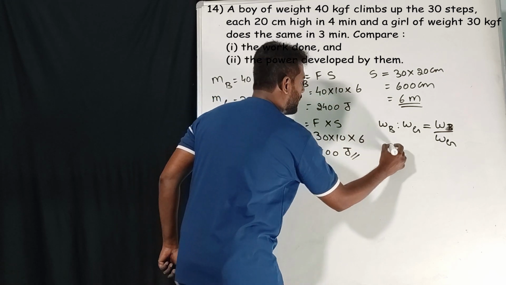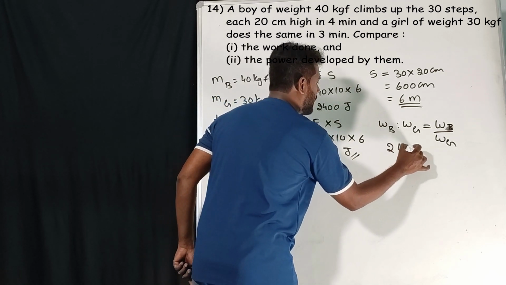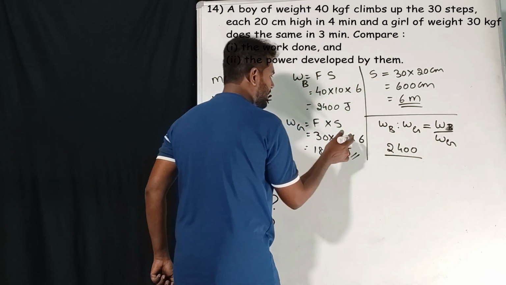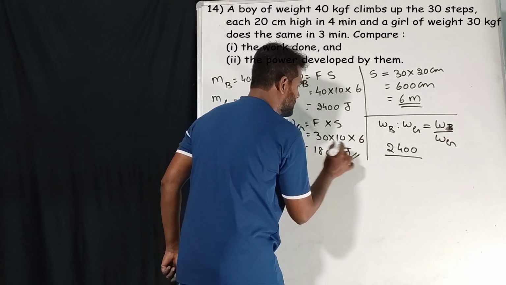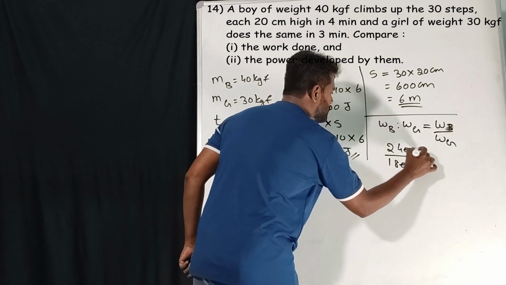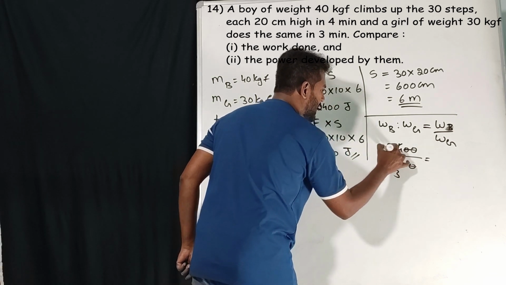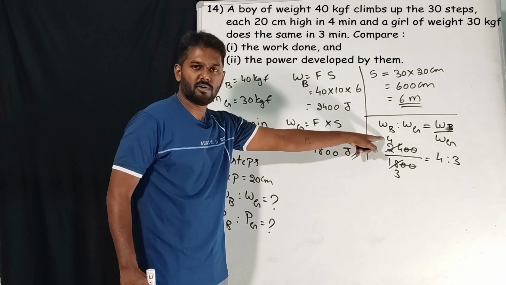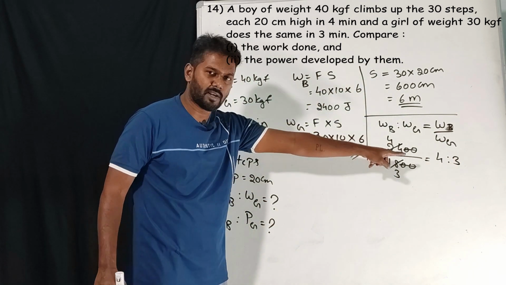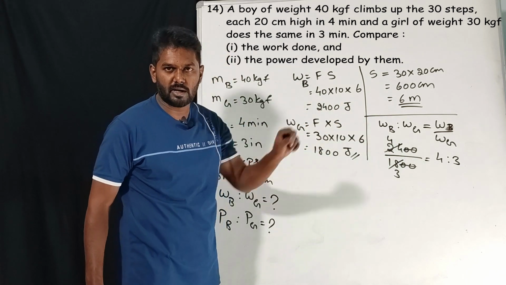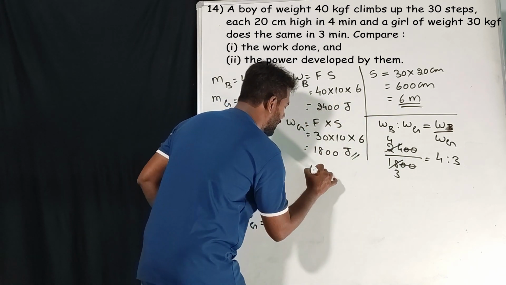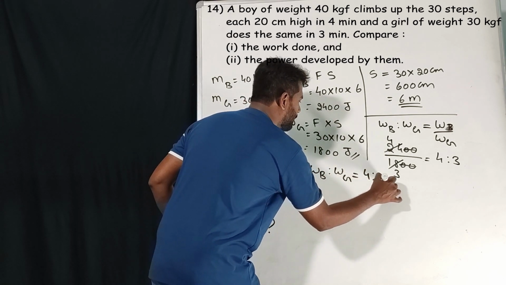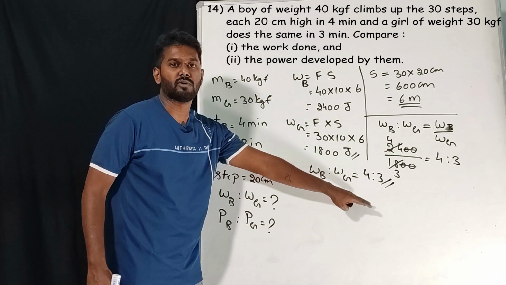What is work done by the boy? That is 2400 divided by, so this is separate. This is the final answer we are getting. Work done by the girl is 1800. 2 zeros get cancelled. 6 3s are 18, 6 4s are 24, that is nothing but 4:3. Whatever the value we got in the numerator, that we'll write first. Denominator value will be written in the second place. So WB is to WG is equal to 4:3. This is the ratio for the first one.